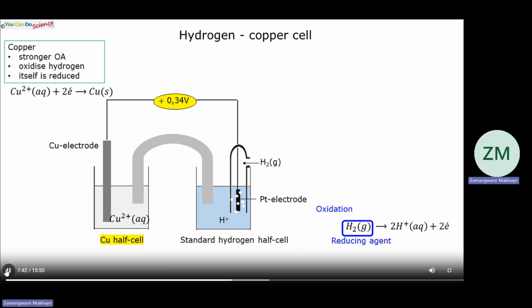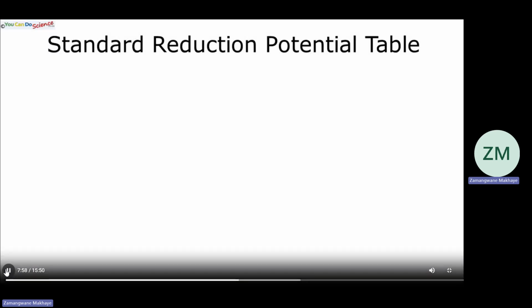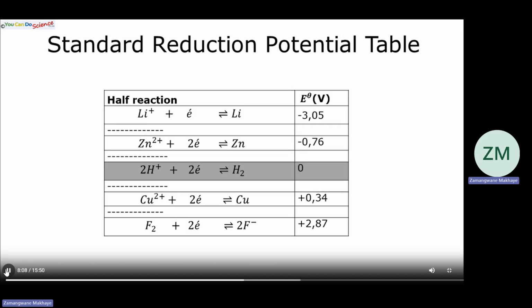Copper undergoes reduction. In this cell, the electrons flow from the hydrogen half cell anode to the copper cell cathode in the external circuit. The EMF of half cells of various elements relative to hydrogen as a reference electrode is listed on two standard reduction potential tables. This is only a section of a table.